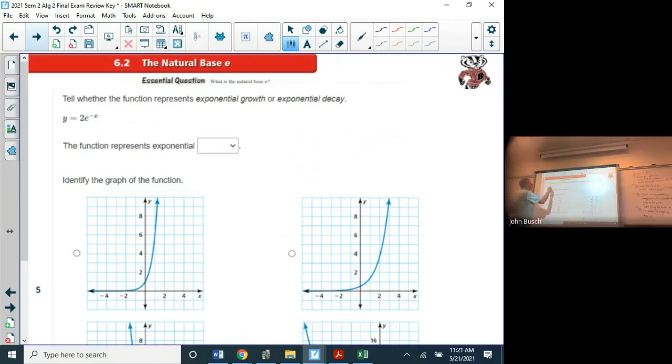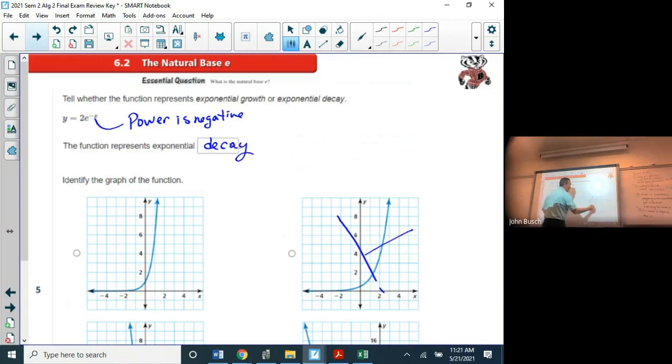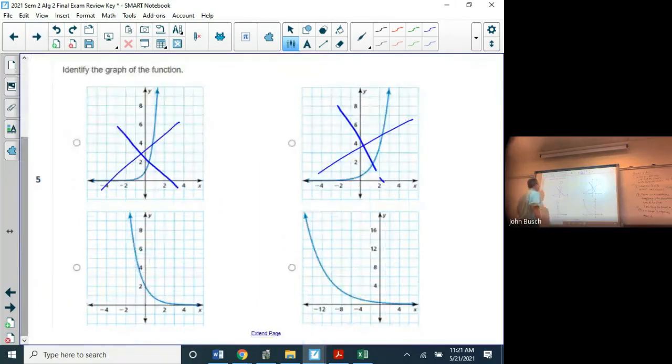Now that this power is negative, so we know it's decay. Since this is growth, it's not this equation. This one's growth, it's not this equation. So these two are the two decay ones.